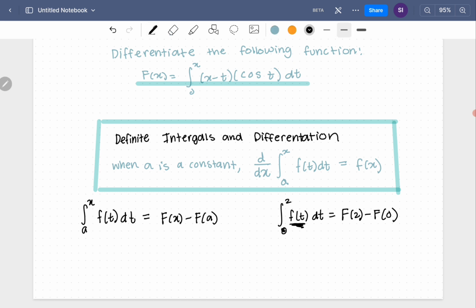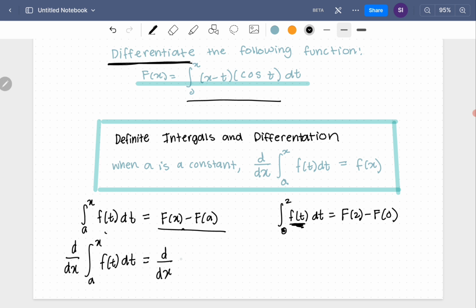Now that we have that, the question is asking us to differentiate, not solve this, but differentiate. So we have to do that. So let's differentiate both sides. So we get d over dx of this whole integral, a to x, f of t dt, is equal to the derivative of this whole thing. Okay, and what exactly would be the derivative of this, right? Well, that's basically just F prime of x minus F prime of a.